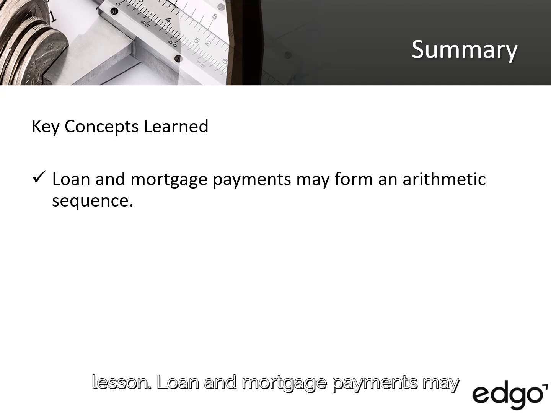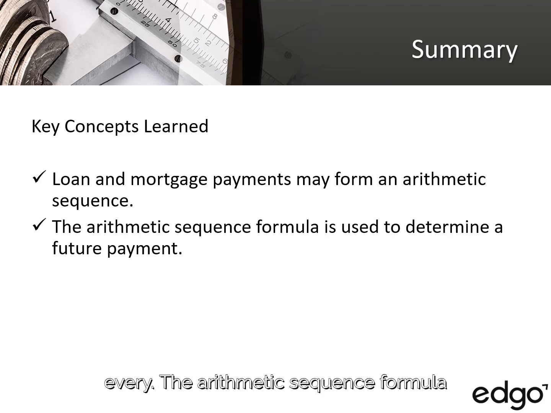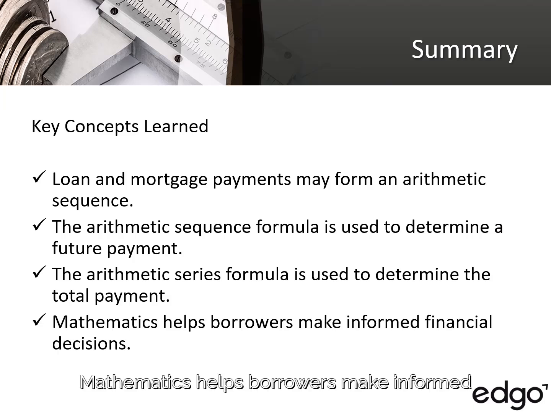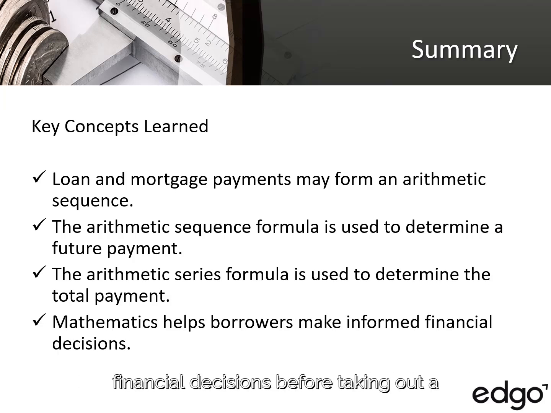Let us summarize today's lesson. Loan and mortgage payments may form an arithmetic sequence when the payment increases by the same amount every period. The arithmetic sequence formula helps determine one future payment. The arithmetic series formula helps determine the total amount paid. Mathematics helps borrowers make informed financial decisions before taking out a loan.